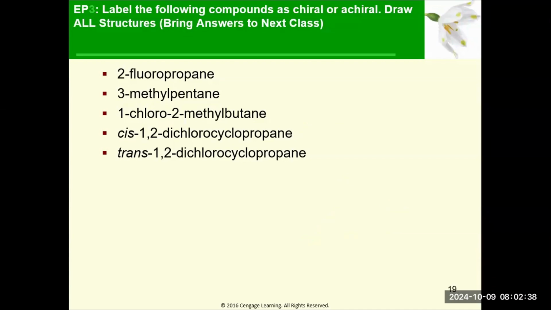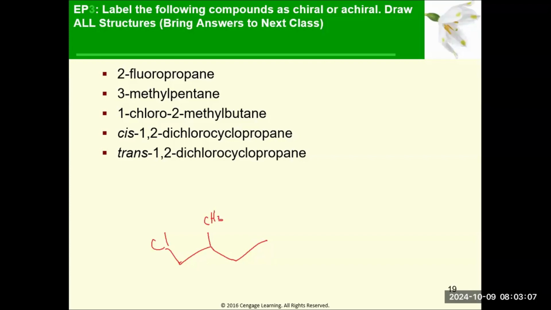And I skipped over this one, so let me go ahead and do this one. It is 1-chloro, 2-methyl, butane. And with this compound here, I do not see a line of symmetry. There's no line of symmetry.